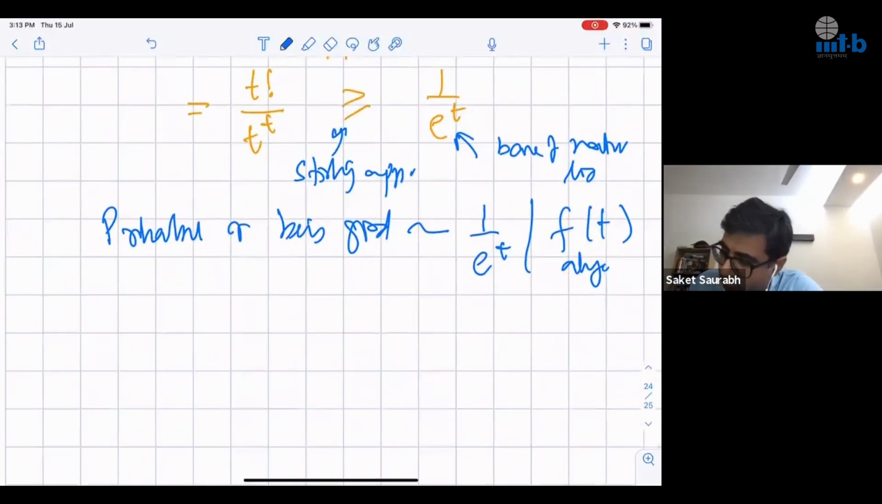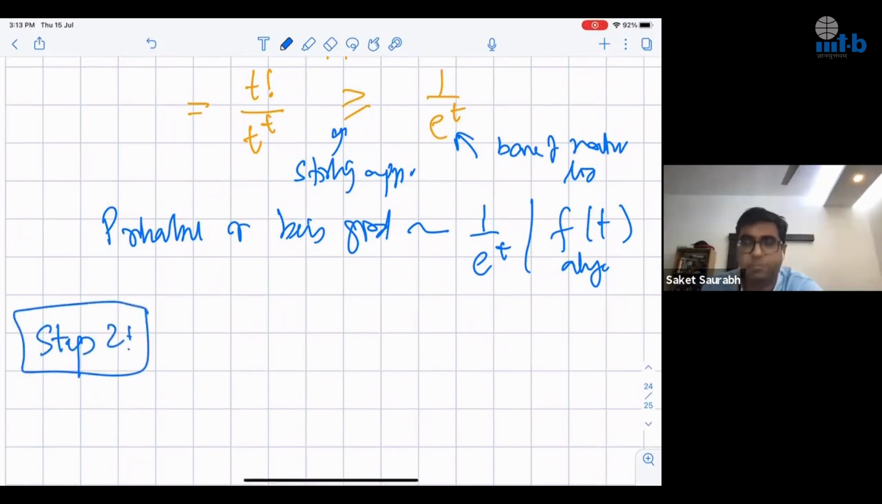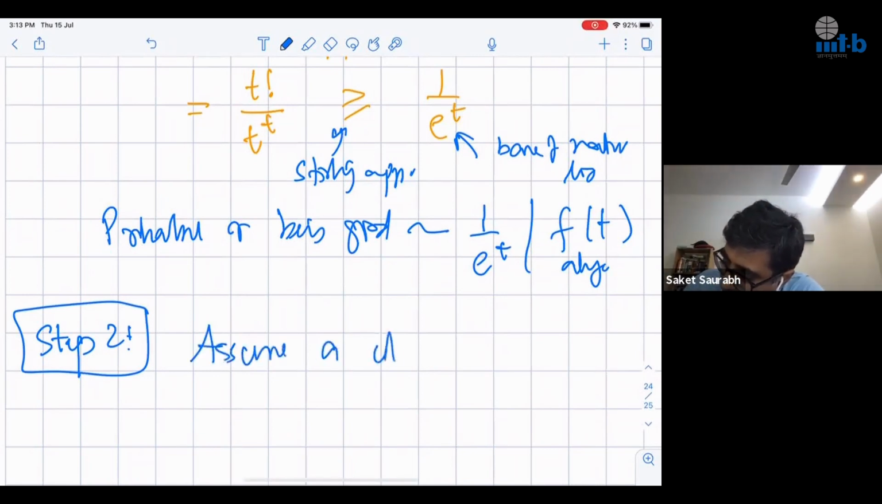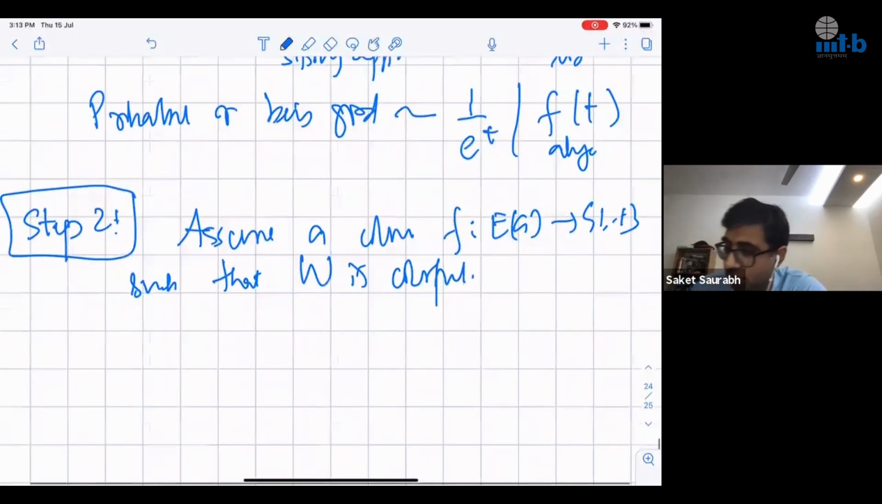Now let's look at step 2 of our algorithm. Step 2 is: assume a coloring f from the edge set of G to 1 to T such that W is colorful. Okay. Question.